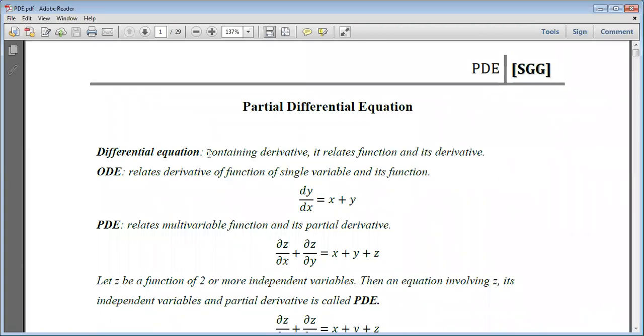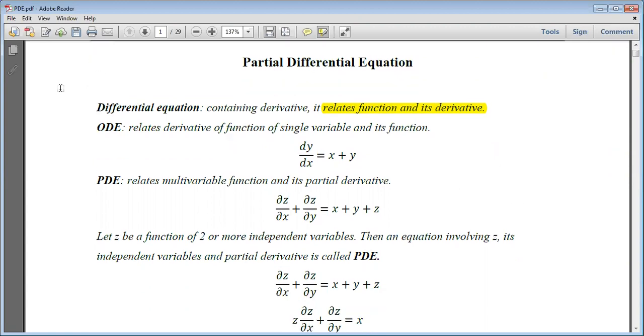A differential equation contains the derivative of a function and the function, or it is a relation between a function and its derivative. That kind of equation is known as a differential equation. Among differential equations, we have ordinary differential equations, known as ODE, and partial differential equations, known as PDE. Basically, an ODE relates a function of a single variable and its derivative.